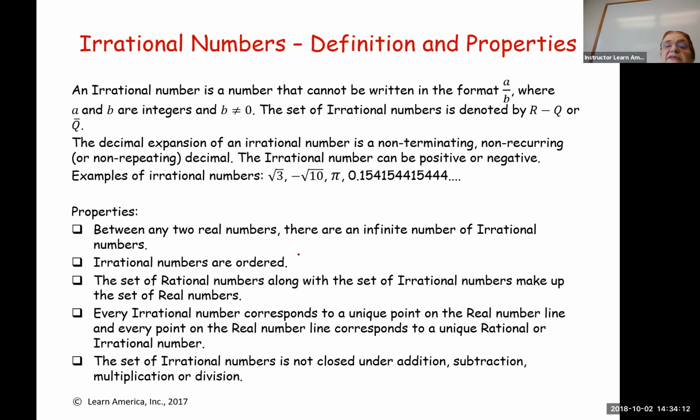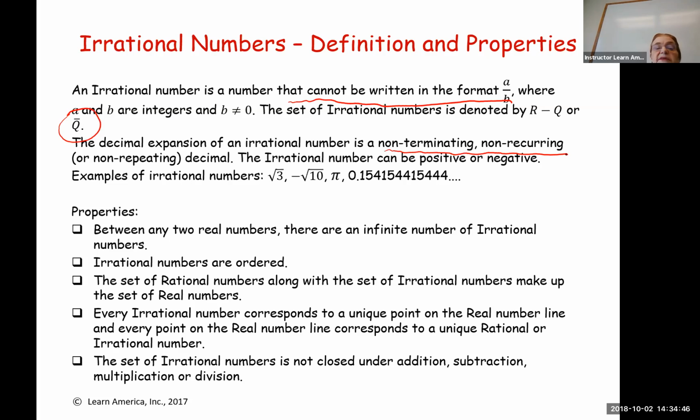Irrational numbers are numbers that cannot be written in the format a over b, where a and b are integers and b is not 0. If we take the set of real numbers and we subtract the rational numbers, then what's left are the irrational numbers. And we denote these irrational numbers by Q with a bar over it. When you expand an irrational number into decimal form, you get a non-terminating, non-repeating decimal. The irrational number can be positive or negative.